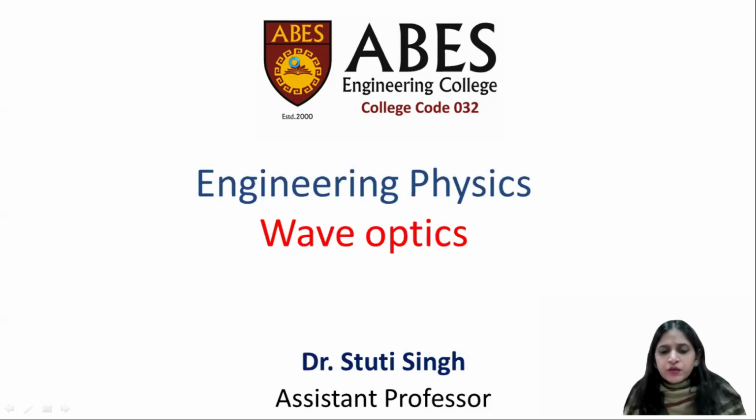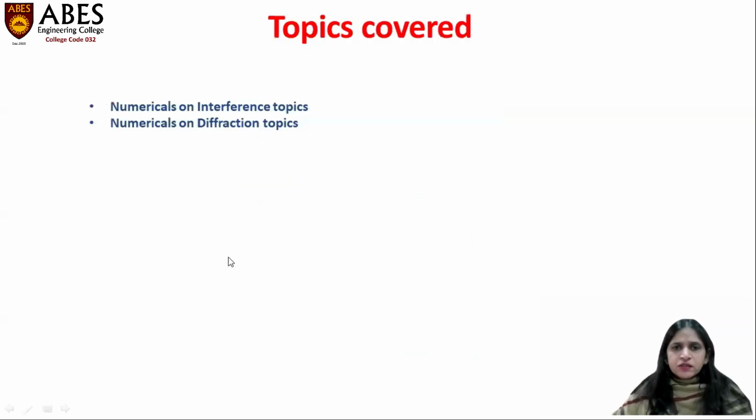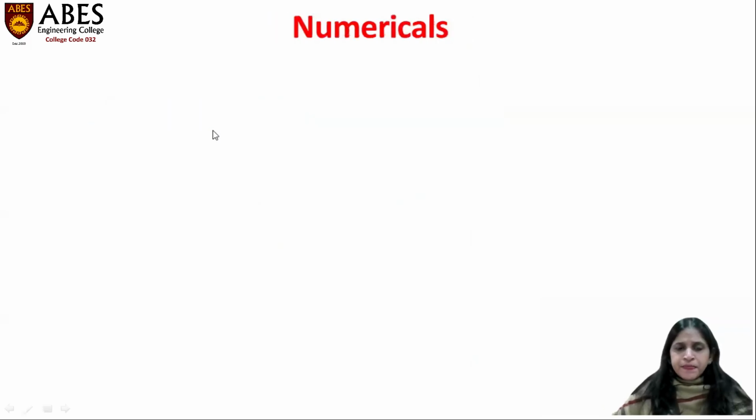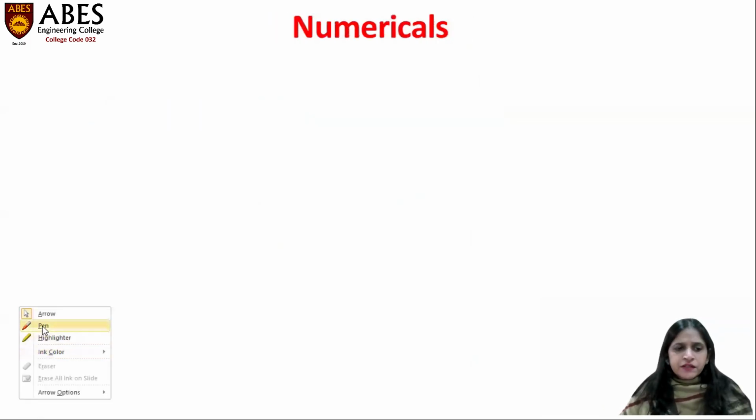So now we are going to discuss the numericals that are based on wave optics. As in the previous lectures, you have seen in wave optics part 1, we discussed the topics of interference. In wave optics part 2, we discussed the topics of diffraction. So today we are going to cover numericals on interference topics and numericals on diffraction topics. We can start with interference first.